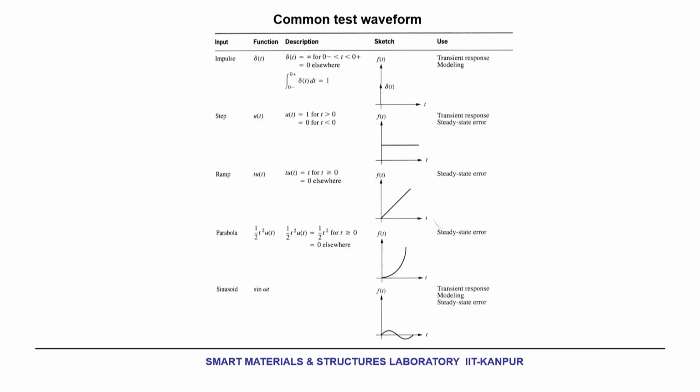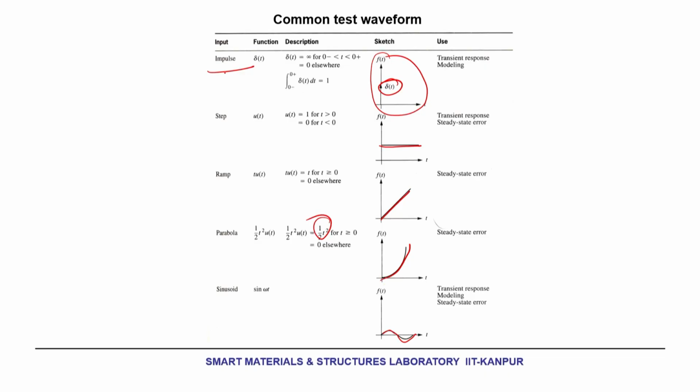Now, here are some very common test waveforms. If it is an impulse signal, then this input will look like a Dirac delta function. If it is a step, it is something like this. If it is a ramp, this is it. If it is a parabola, it looks like this, half of t square, and for sinusoidal, of course, it is a sinusoidal signal. For any mechanical system whose response you are trying to find out, instead of trying arbitrary inputs or excitation, we generally try to model it against one of these: impulse, step, ramp, parabola or sinusoid. So, you need to keep these inputs always in your mind.